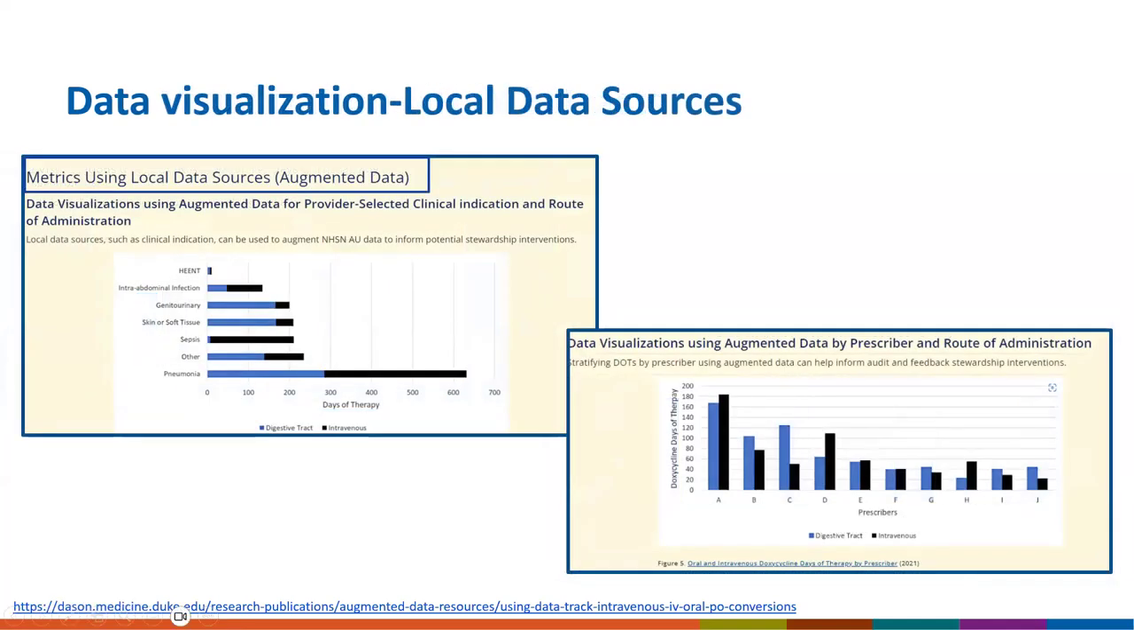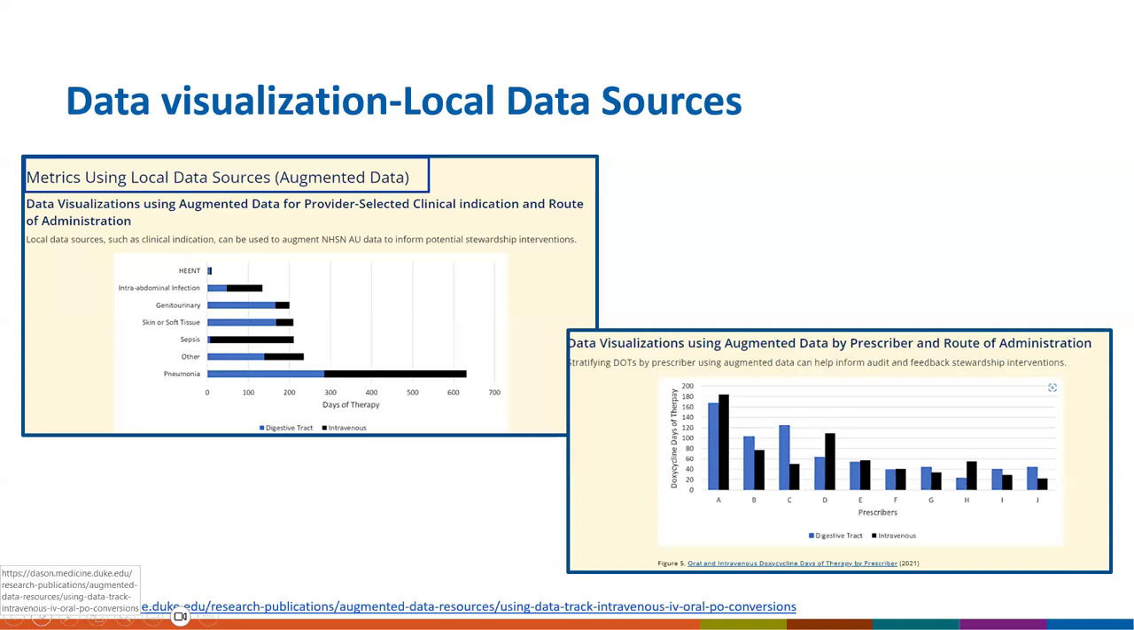The IV to PO clinical scenario also provides enhanced data visualization, often called augmented on the website. And this is for those hospitals or healthcare systems that may have additional local data sources available to the stewardship team. You can see here that the ones that we are calling enhanced or augmented are highlighted in yellow on the website, while the more standard ones derived only from NHSN AU data were in blue.